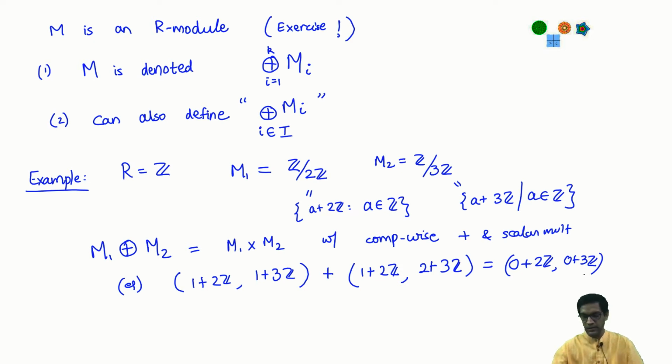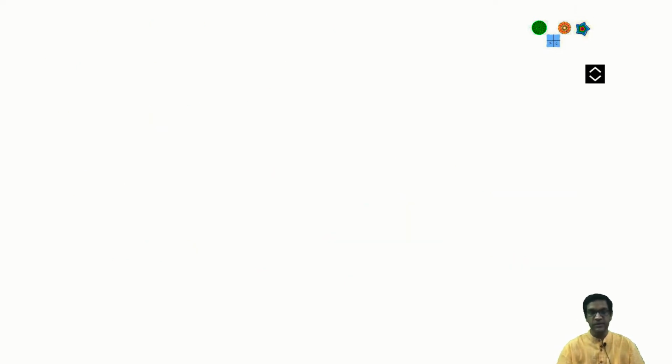Scalar multiplication works similarly. So this is M1 direct sum M2, a set with 6 elements, and in fact you have encountered this before when studying groups and the Chinese remainder theorem. Here is a good way to understand what this direct sum is: it's isomorphic to the cyclic group of order 6, as Z modules. Therefore Z mod 6Z, I claim, is isomorphic, so there is an isomorphism to the direct sum that we just constructed.